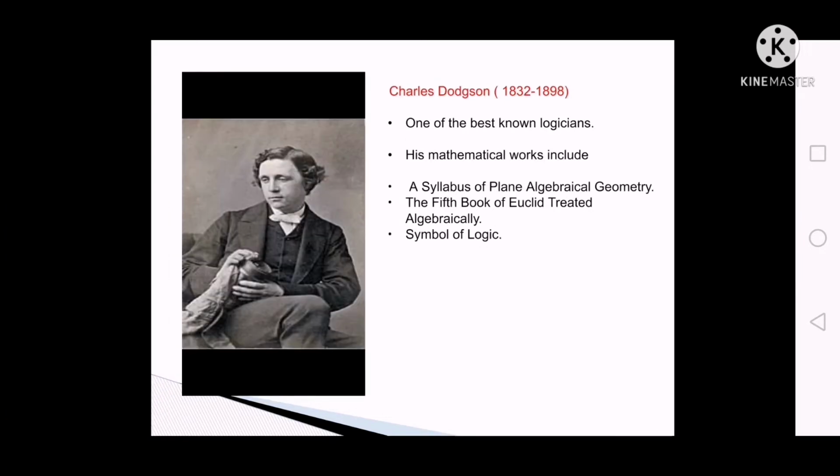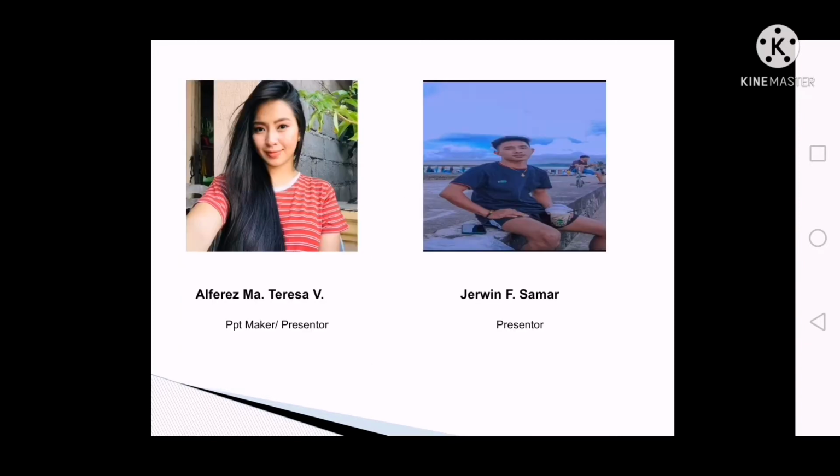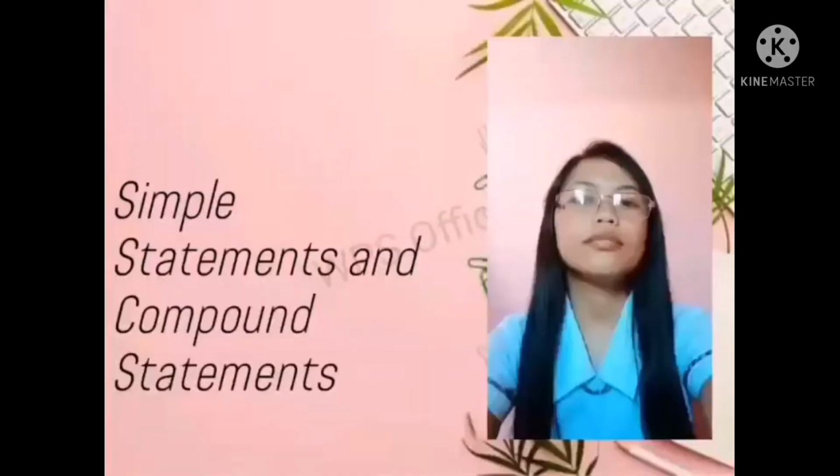Next one is Charles Dodgson, one of the best-known logicians. His mathematical works include A Syllabus of Plane Algebraical Geometry, The Fifth Book of Euclid Treated Algebraically, and Symbolic Logic. And that is the logical statement.